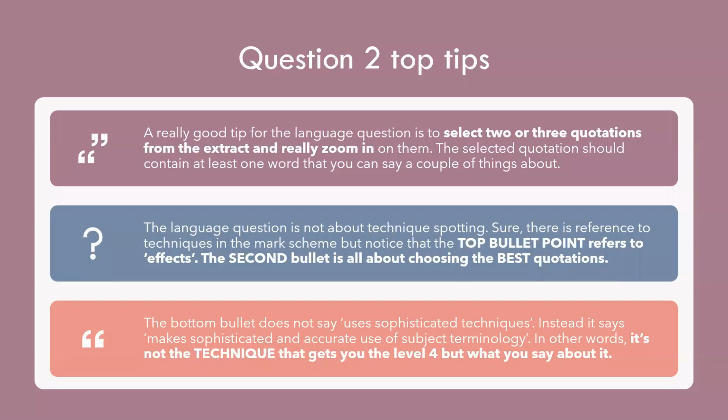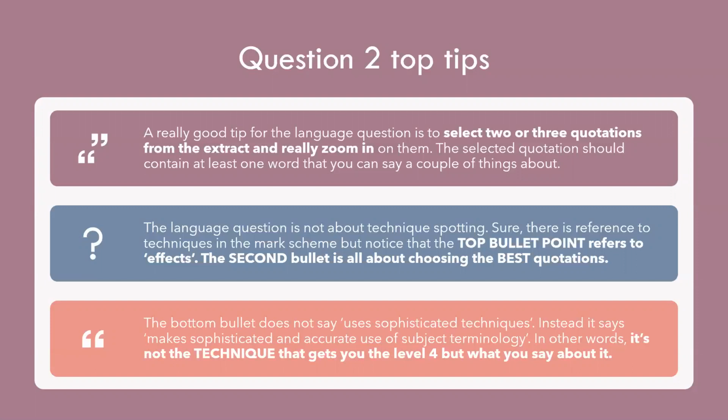A couple of tips for this question then, now that you've completed it. So things to think about. A really good tip is to select 2 or 3 quotations to really zoom in on. So really expand and develop. So you give the whole quotation, give a general idea, but then zoom in on keywords within that or key techniques that are being used. The selected quotation should contain at least one word that you can say a couple of things about. It's just a really good basic strategy, and you can't go very wrong if you follow that.